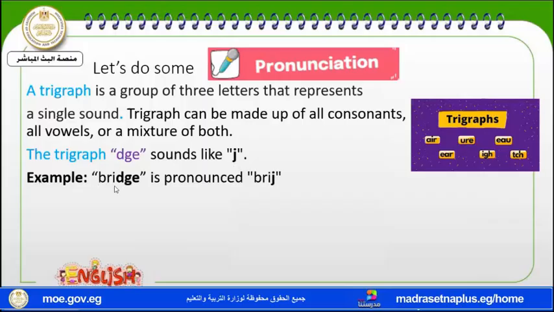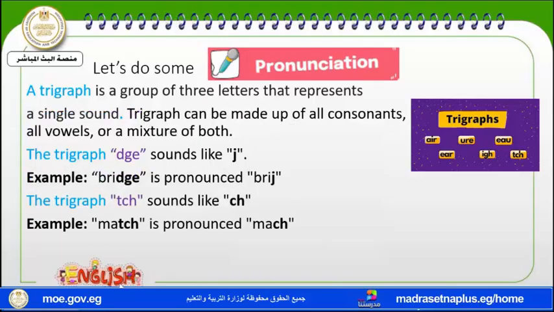For example, the word bridge. We have here 1, 2, 3, 4, 5, 6 letters, but when we pronounce it, only 4 sounds: B, R, the short I, and J. So the DGE here represents a trigraph, 3 letters with one sound, which is J.